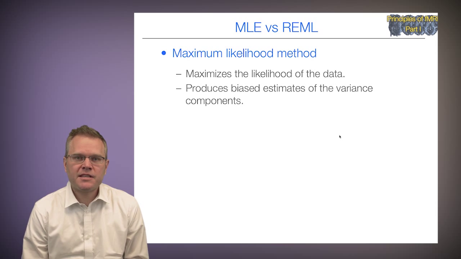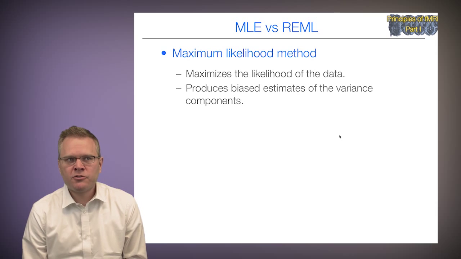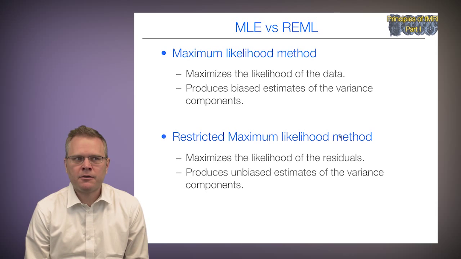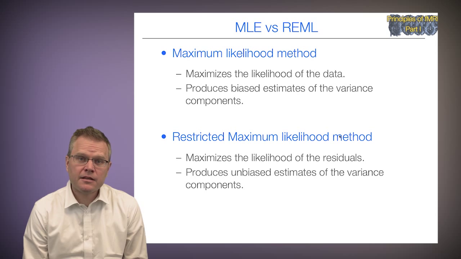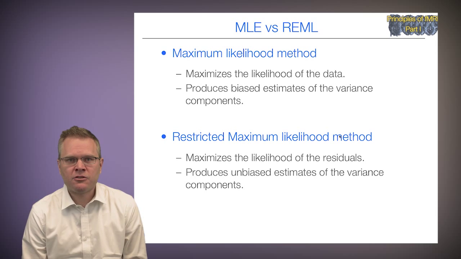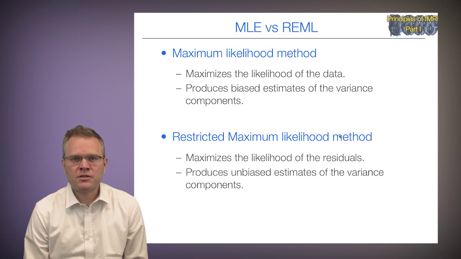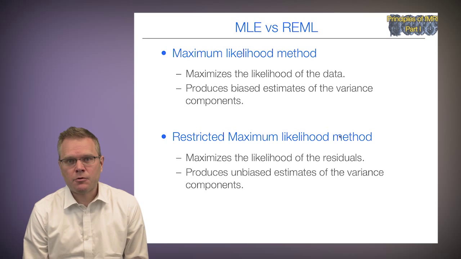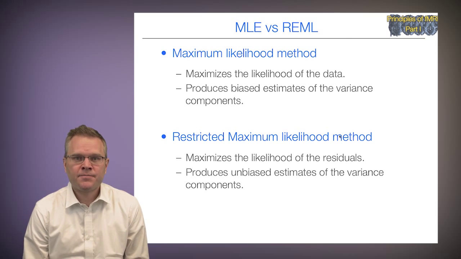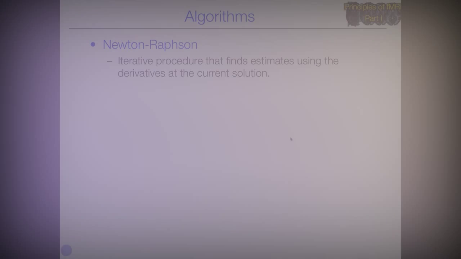So let's talk about some of these statistical techniques here. Maximum likelihood basically maximizes the likelihood of the data, but we talked about that it produces biased estimates of the variance components. Restricted maximum likelihood, on the other hand, maximizes the likelihood of the residuals. So this produces unbiased estimates of the variance components. So typically in our group level models, we want to use restricted maximum likelihood as a loss function if we want to get unbiased estimates of the variance components.